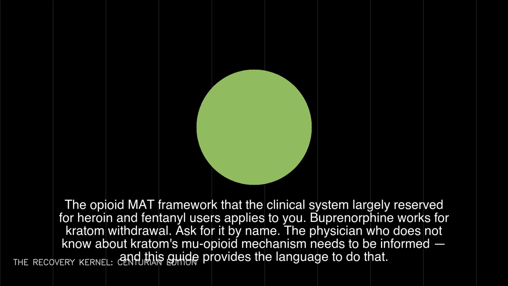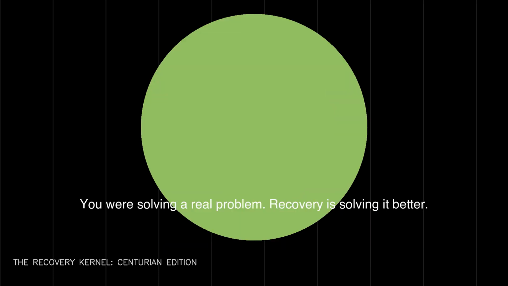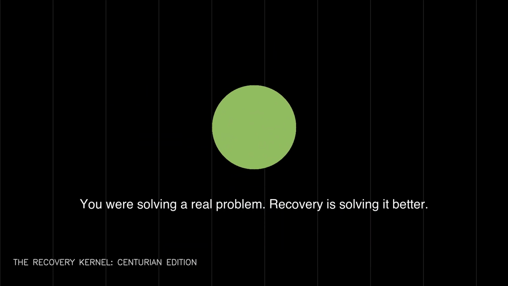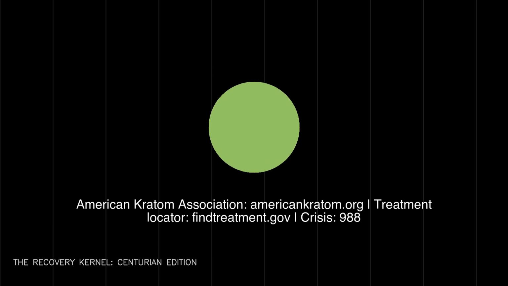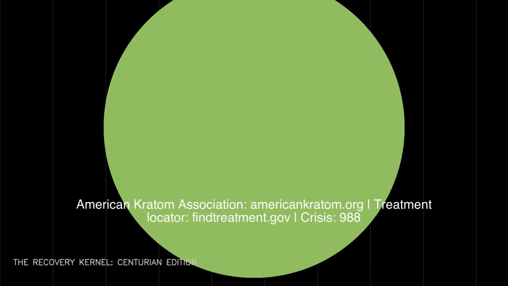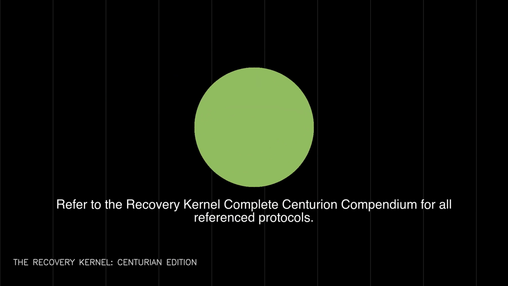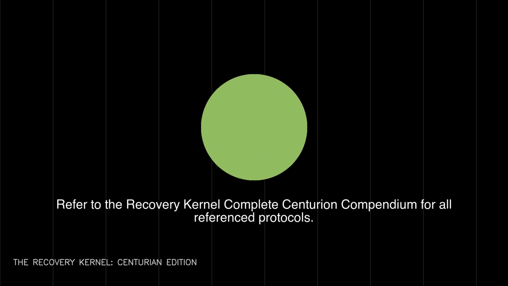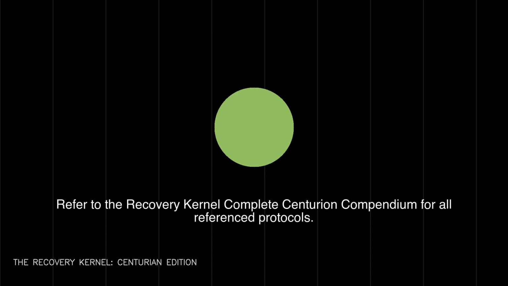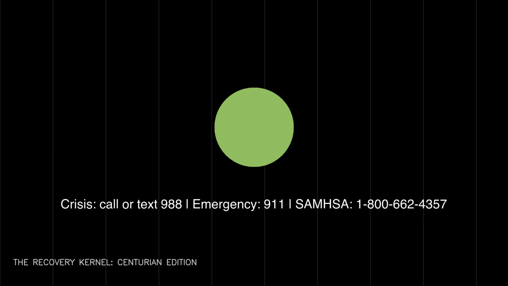American Kratom Association, americankratom.org. Treatment Locator, findtreatment.gov. Crisis, 988. Refer to the Recovery Kernel Complete Centurion Compendium for all referenced protocols. Crisis: call or text 988. Emergency, 911. SAMHSA, 1-800-662-4357.